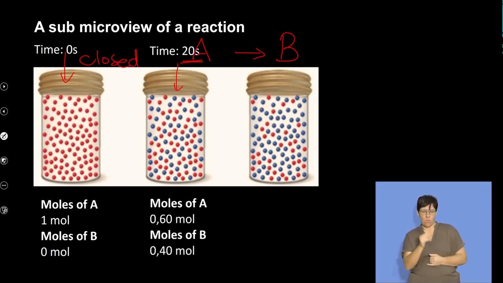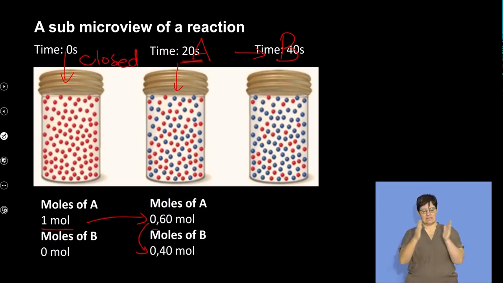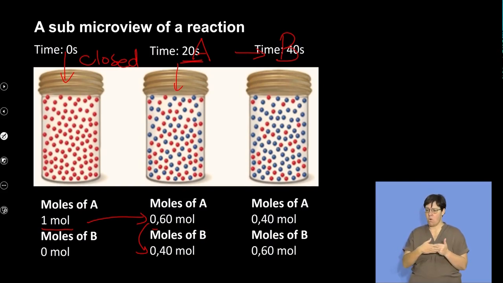At this point, we will see that from the 1 mole of A, we only have 0.6 mole of A left. But in the meantime, some of that A converted into B. That's why we see the blue particles in between. And at a later stage, 40 seconds, regular time intervals, we can see that there's even a further change where I have 0.4 mole of A and 0.6 mole of B. At this stage, it might be the end of the reaction, but we can see there are now more products than reactants.